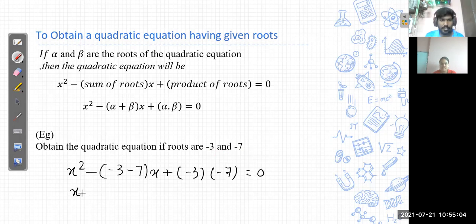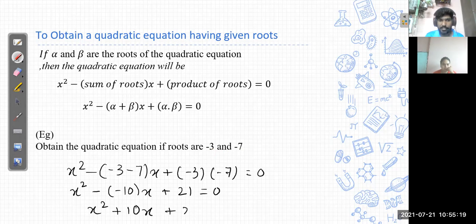Then it's just a matter of solving now. x square minus (minus 10)x plus (minus 3 into minus 7 is plus 21) equal to 0. This becomes x square plus 10x plus 21 equal to 0. So this is the quadratic equation. Is this clear? Okay. Make a note of this formula.